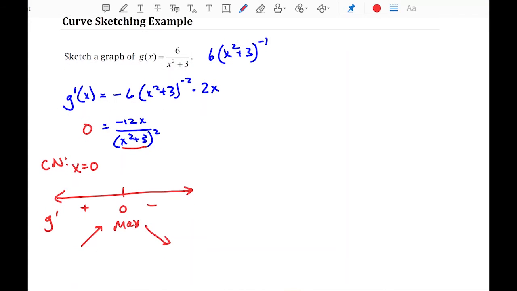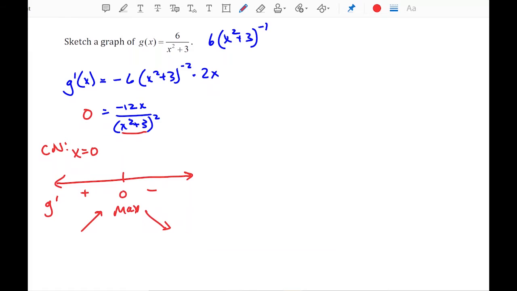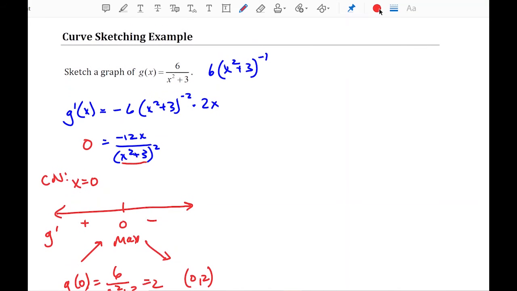Let's go ahead and figure out what the y-coordinate is because we are going to graph this. So g of 0 is equal to 6 over 0 squared plus 3. That's equal to 2. So I now know that my maximum point is (0, 2). Then we're going to move on to the second derivative.